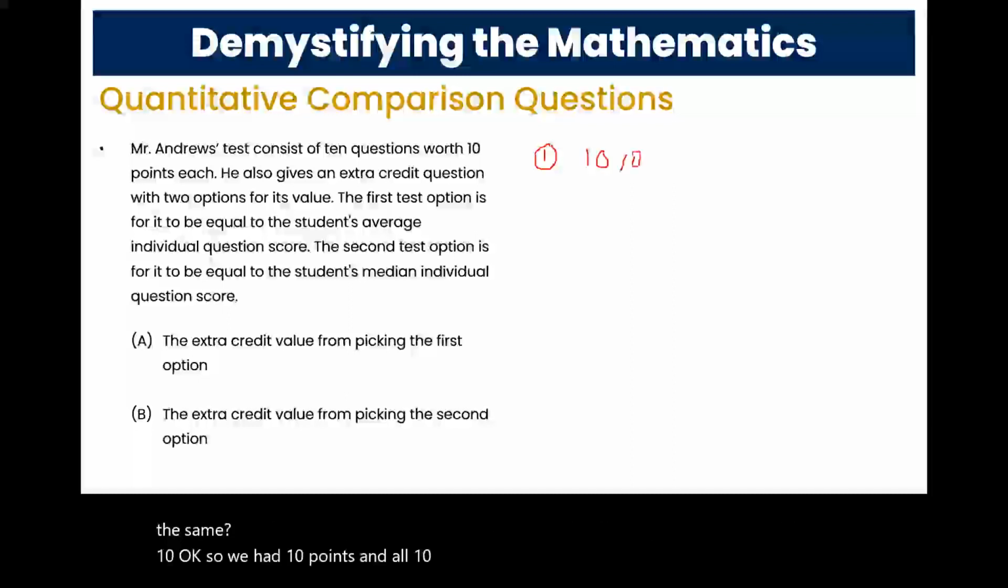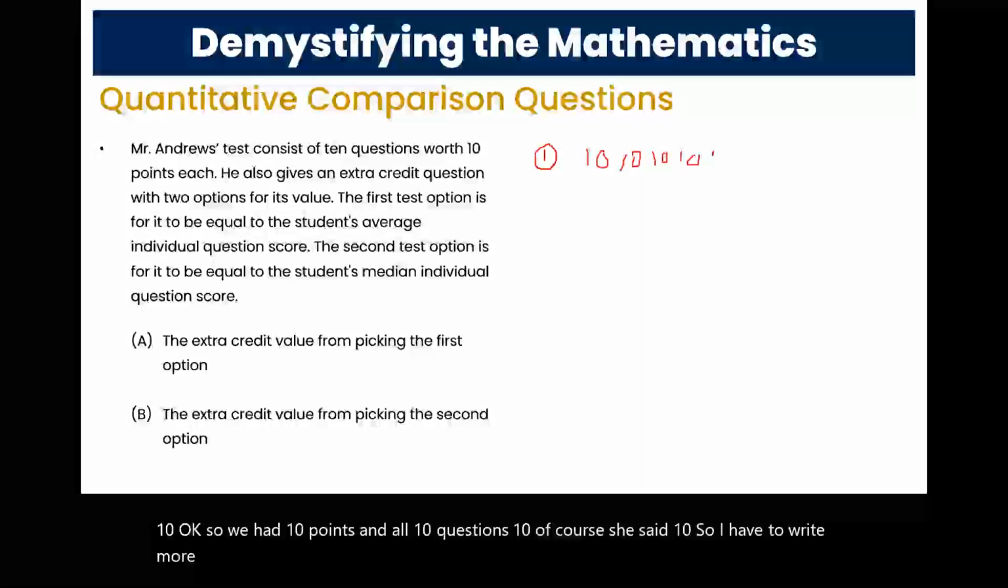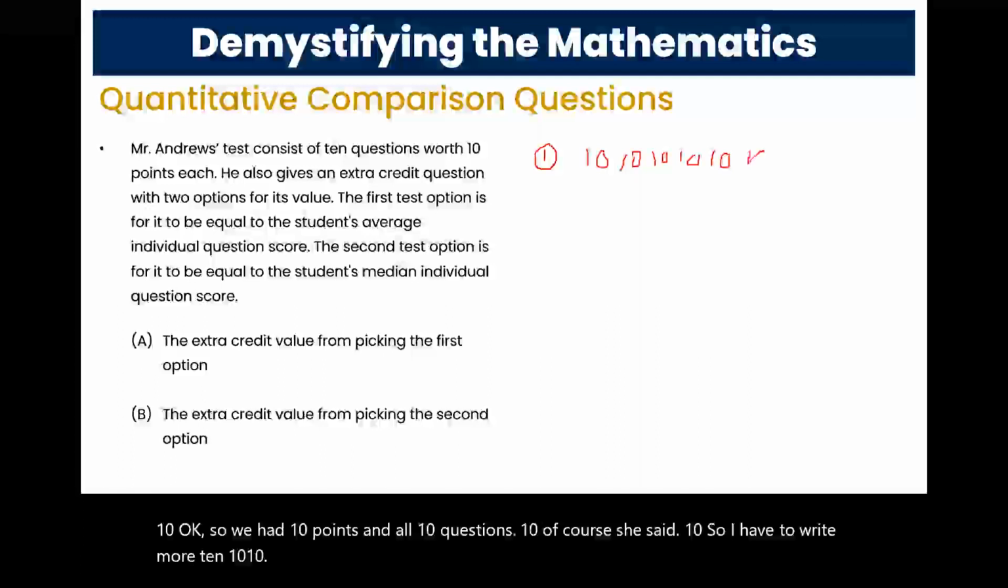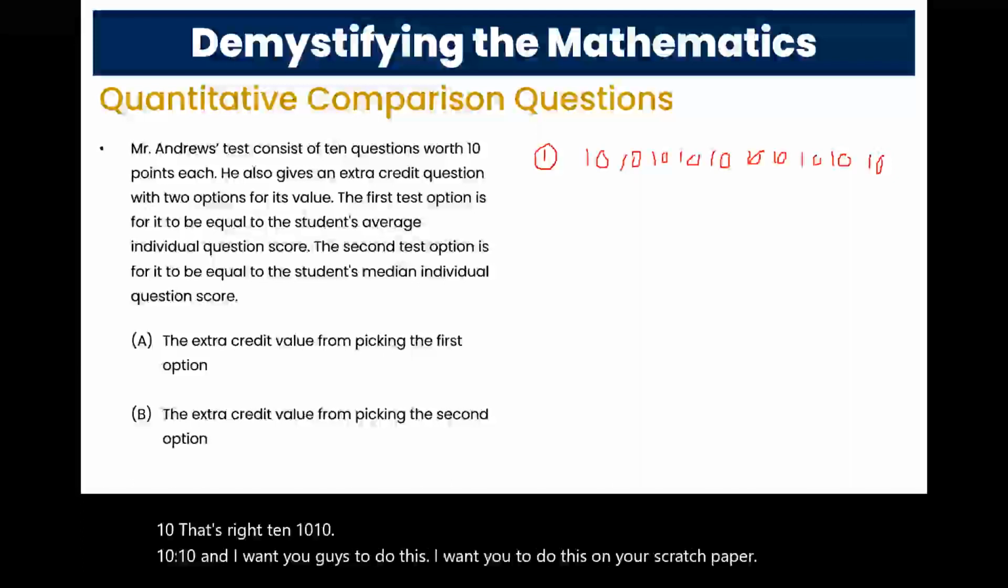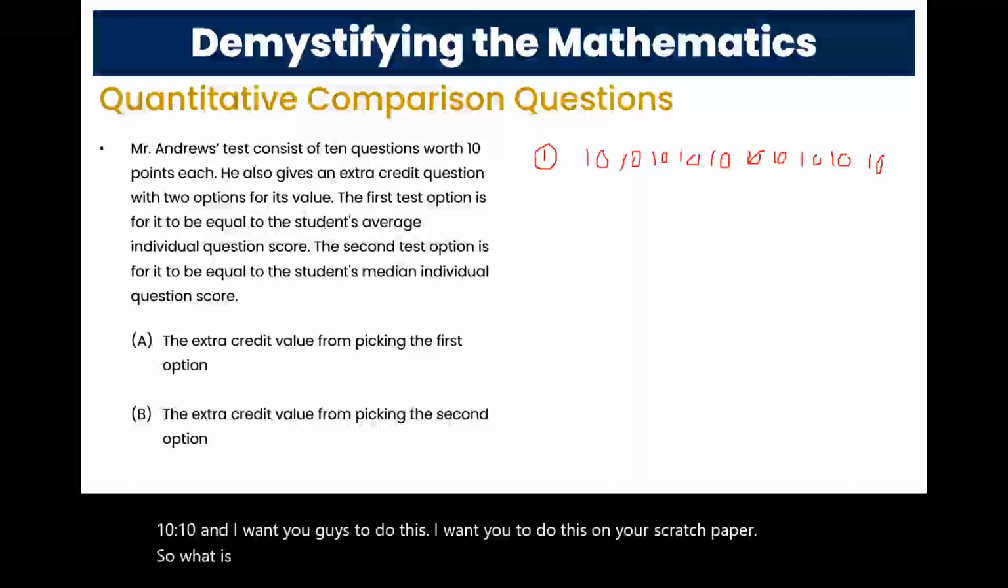10, of course you said 10, so I have to write more. 10, 10, 10, 10, that's all right. 10, 10, 10, 10, 10. And I want you guys to do this on your scratch paper. So what is the average score if they're all 10s? We can figure that out pretty readily. A is going to be 10.